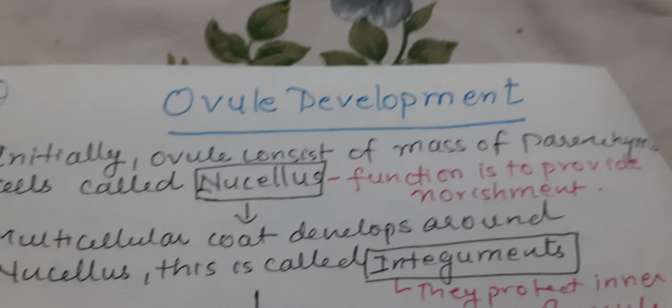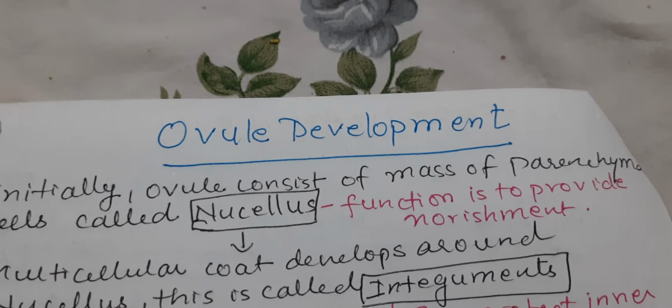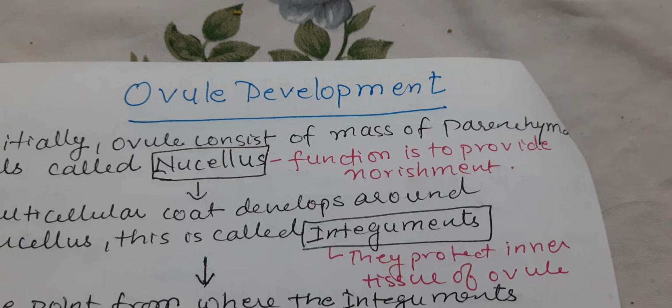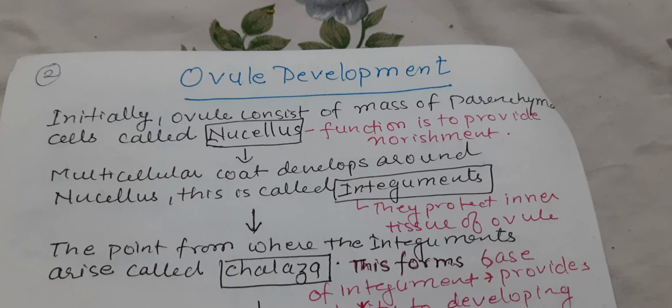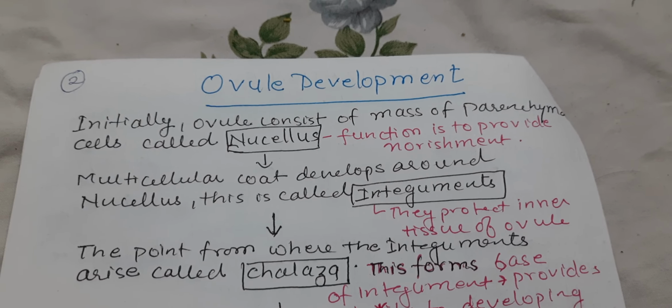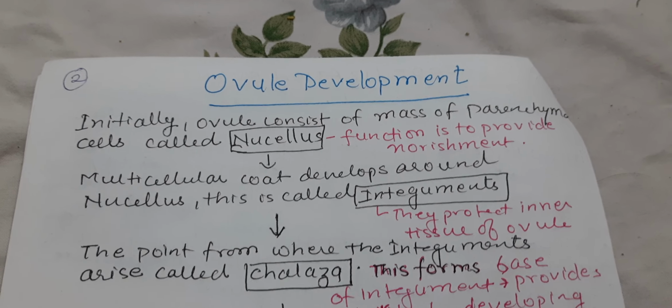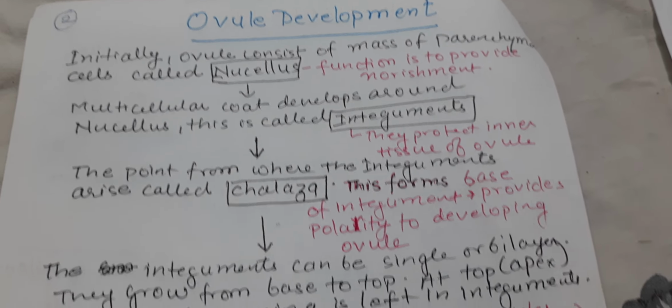Now here we will see the development of ovule. Now initially ovule consists of a mass of parenchyma cells which is known as nucellus. So this we are talking about the developmental stage. Okay, so nucellus functions to provide the nourishment. Then a multicellular coat develops around the nucellus, and this is called integument. So first the mass of cells is called nucellus, and after that the outer layer develops integuments, and they protect the tissue of ovule.